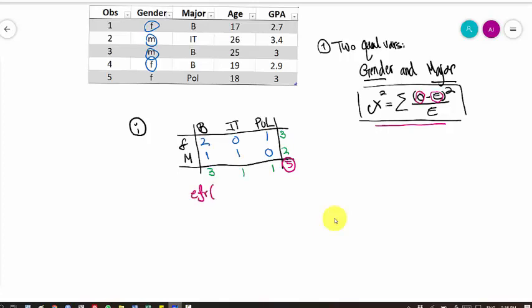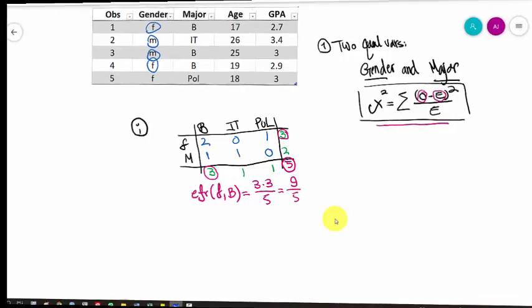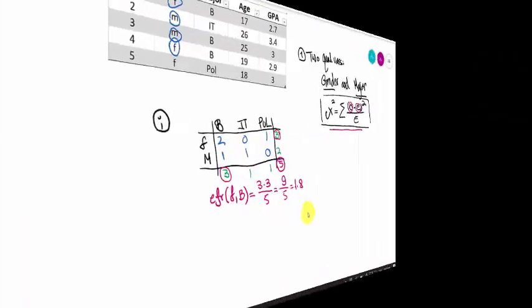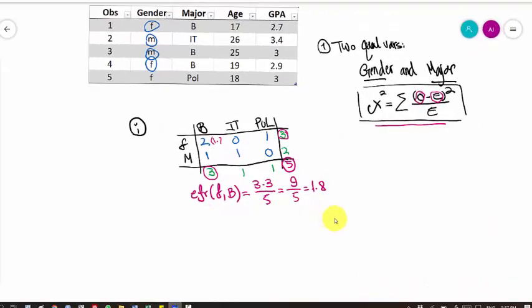Expected frequency, let me start. Expected frequency for females in business. And that's nothing but this marginal frequency, which corresponds to this, and this marginal frequency, 3 times 3, divided by the grand total, which is 5. Now 3 times 3 is 9, divided by 5, which is 1.8. Okay, so I write the expected joint frequency here, 1.8.